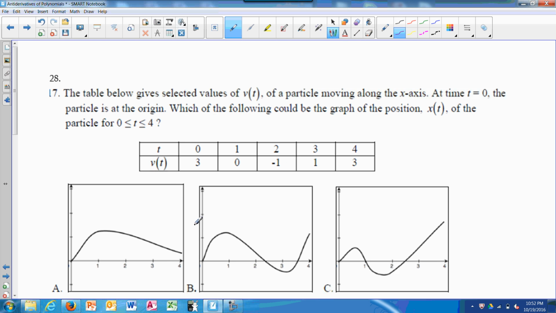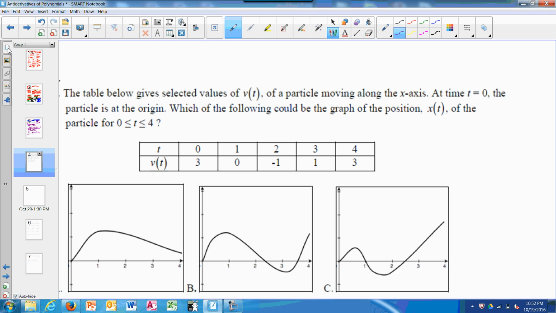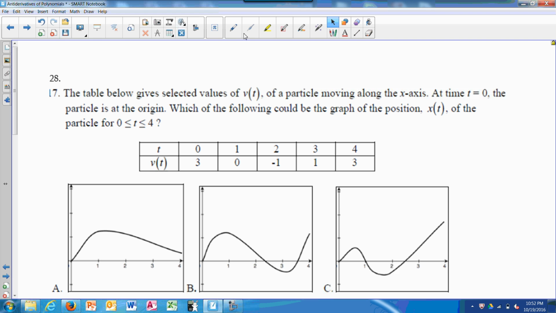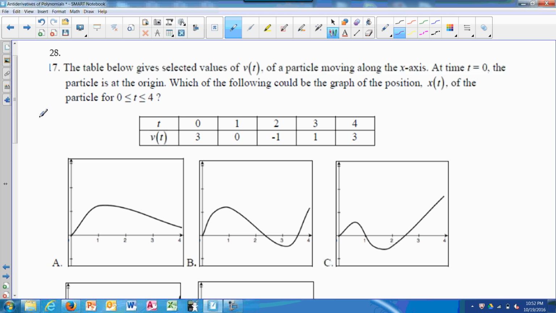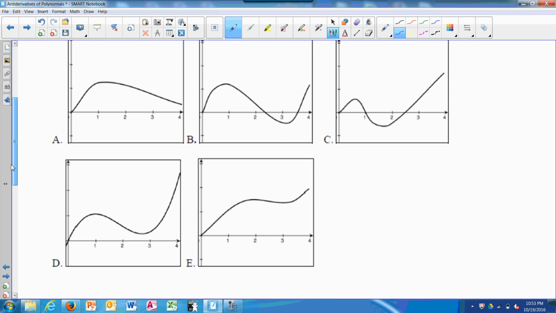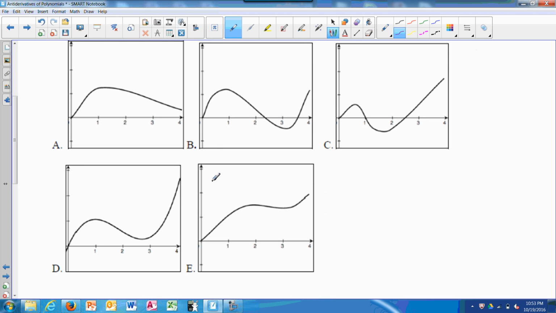Okay, so our final page before the practice part. The table below gives selected values of velocity of a particle moving along the x-axis. At time t equals 0, the particle is at the origin. Which of the following could be the graph of the position x of t for the time 0 to 4? Well, the first thing we want to start with is at time 0, the particle is at the origin. So it appears that they all have the origin for time 0.